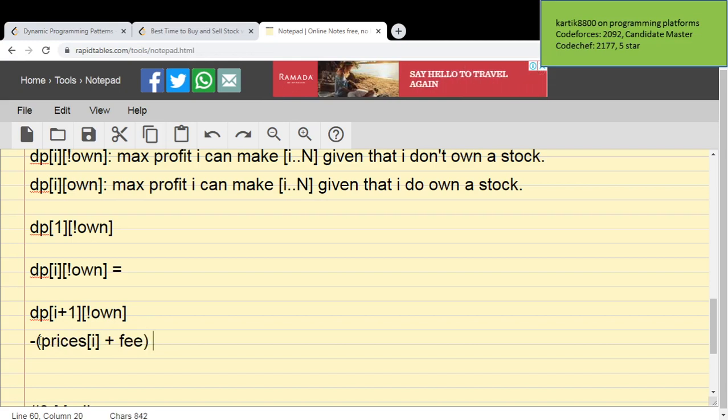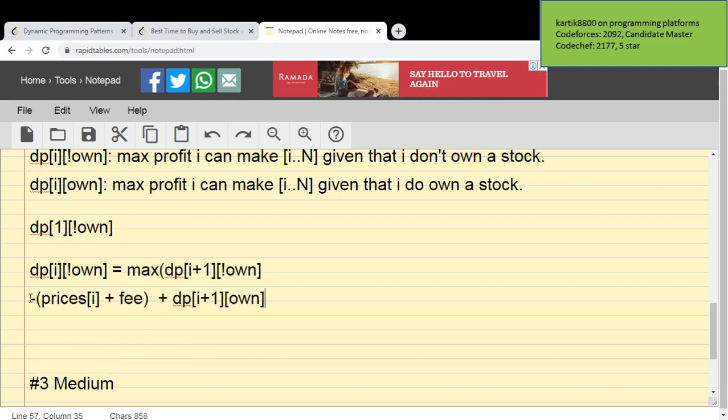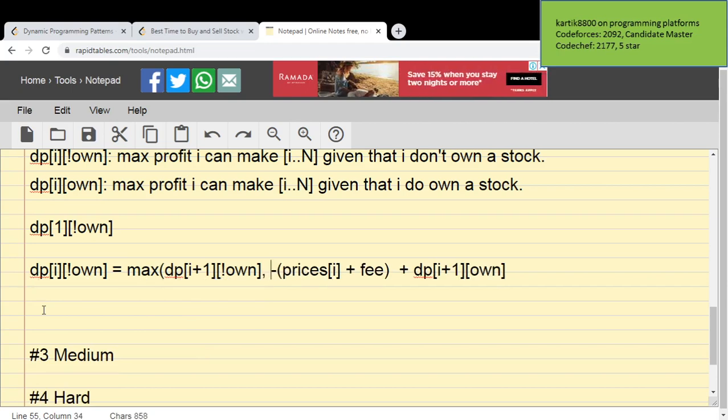This is the money that I lose for buying a stock at day I, and then I'd like to again find out what is the maximum money that I can make from day I plus 1 till day n, given that I do own a stock because I just bought one, right? Among these two options, I need to choose the better one. These are the only two possibilities. Whichever is better means where I'm making more money, so maximum. Among these two, whichever is maximum, that is my final answer. So we have a recurrence. We can have a similar recurrence for DP I own also, but for now I'm not going to write it.